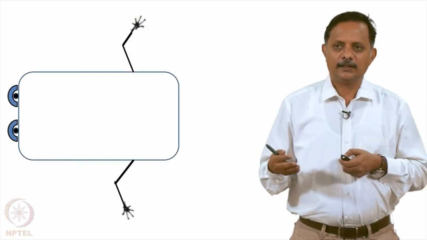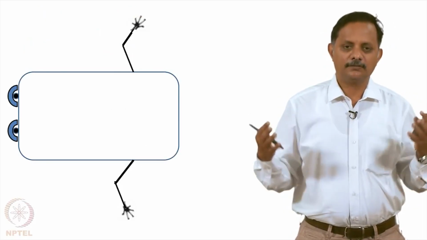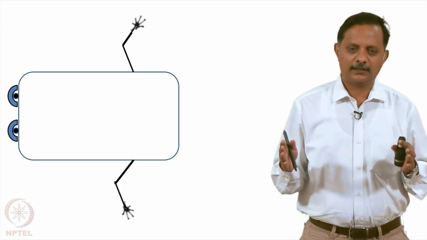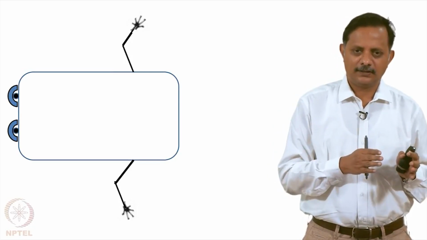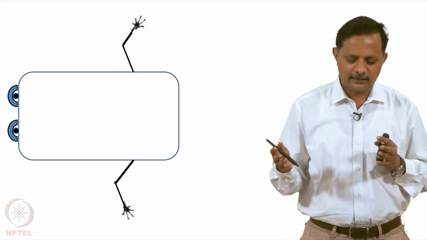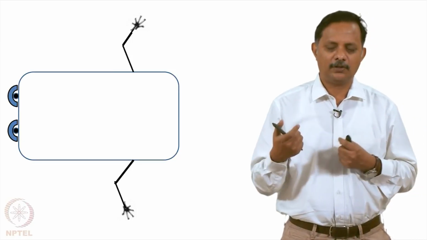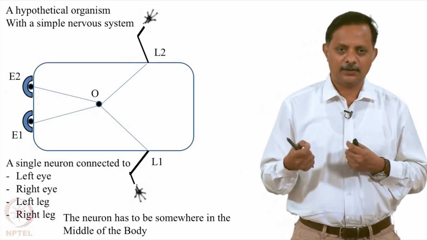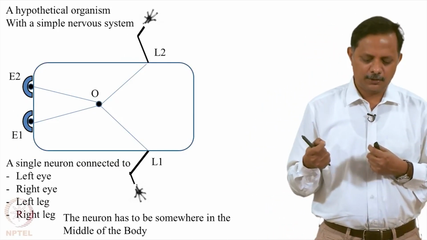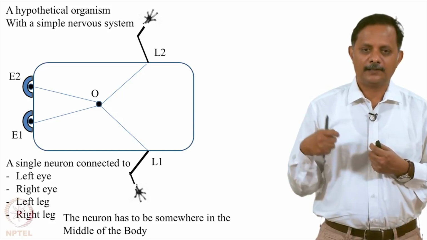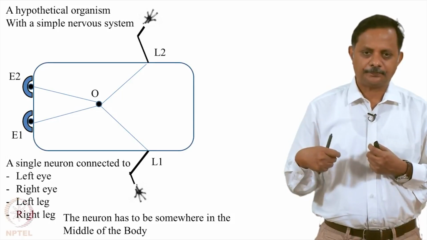So, let us look at a hypothetical organism. You have just a box-like animal which has 2 eyes in the front, at the anterior end, and it has 2 legs, and we will endow it with a single neuron. Let us start with a very simple nervous system which has a single neuron, and this neuron is connected to both the eyes E1 and E2, and is also connected to both the legs L1 and L2.